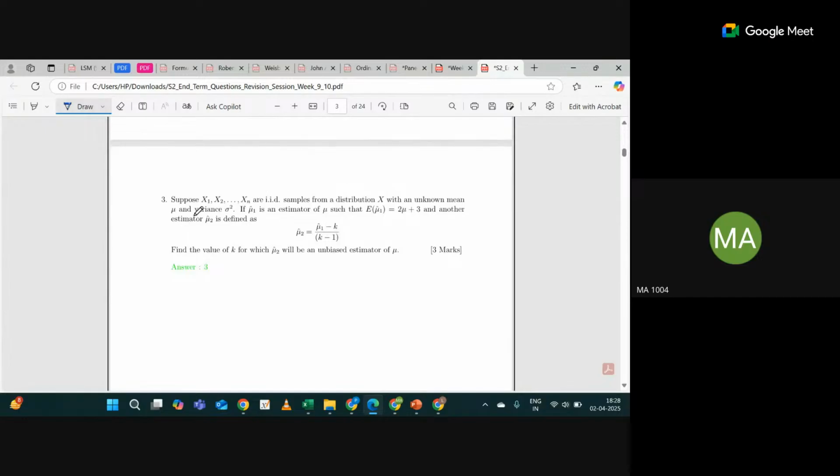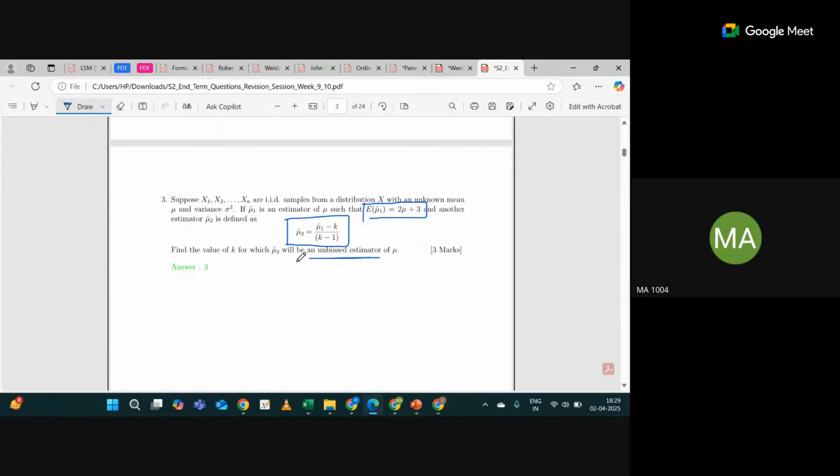Anyway, the next question is: suppose x1, x2, ..., xn are IID samples from a distribution x with an unknown mean mu and variance sigma square. Mu1 hat is an estimator of mu such that the expected value of mu1 hat is 2 mu plus 3, and another estimator mu2 hat is defined like this. You have to find the value of k for which mu2 hat will be an unbiased estimator of mu. See, mu1 hat is not unbiased, right? But you have to find the value of k such that mu2 hat is an unbiased estimator. So the key information is this.